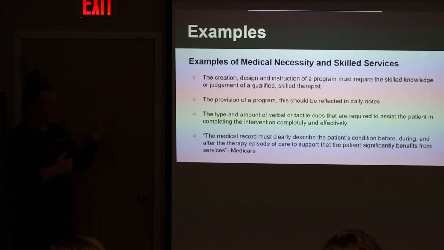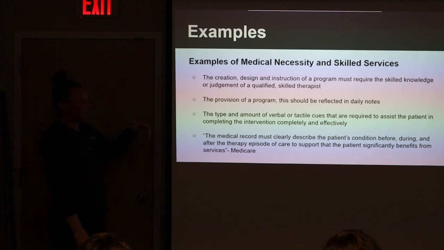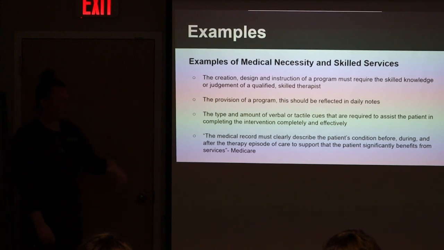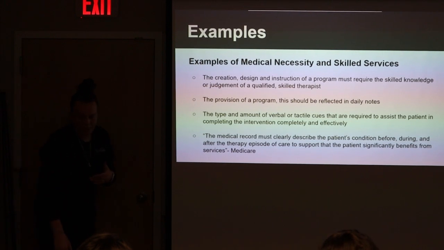The amount of cues that we're giving them is considered our skills, services, and demonstrating medical necessity. And the medical record must clearly describe the patient's condition before, during, and after. And this is from Medicare. So that's where we want to look at what their current level of function was when they came to us, what we're doing to make them better, and then where they're hopefully going to be by the end of the services that we provide.